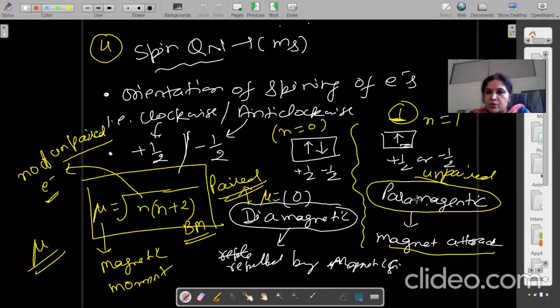I have shown 2 examples. Suppose in an s orbital there are 2 electrons in the same orbital: one will be plus half, the other minus half, meaning if one is clockwise, the other is anti-clockwise. But if there is only 1 electron in the s orbital, it may be plus half or minus half, clockwise or anti-clockwise.